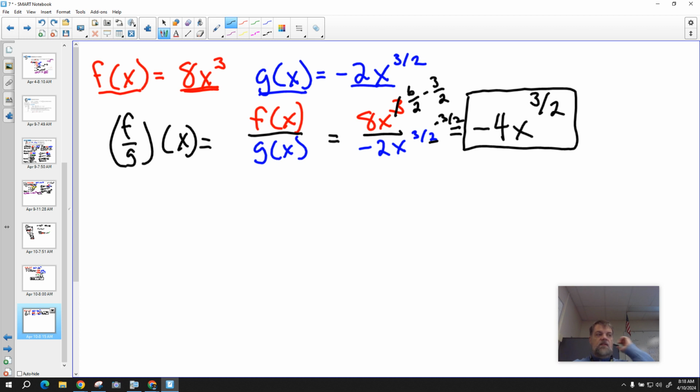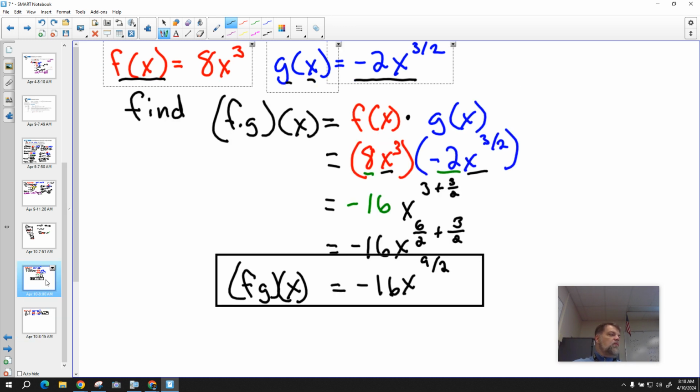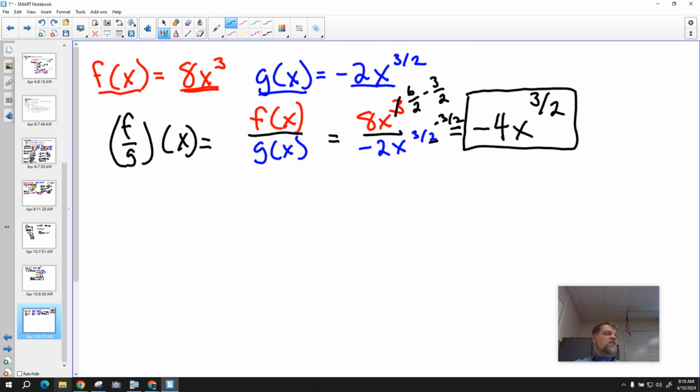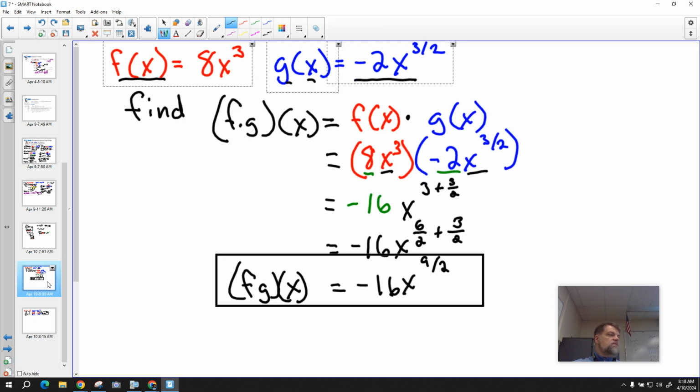But both on part A and part B, because I got excited, I forgot to mention that on part 1, we have to find the domain. So let me go back to part 1. When they ask us about the domain, they are all the possible x's. And there are only 2 restrictions on the domain. You can't take the square root of a negative number, and you can't have 0 in the denominator.